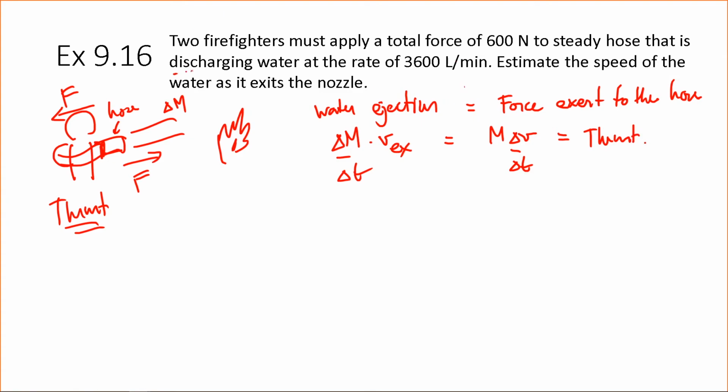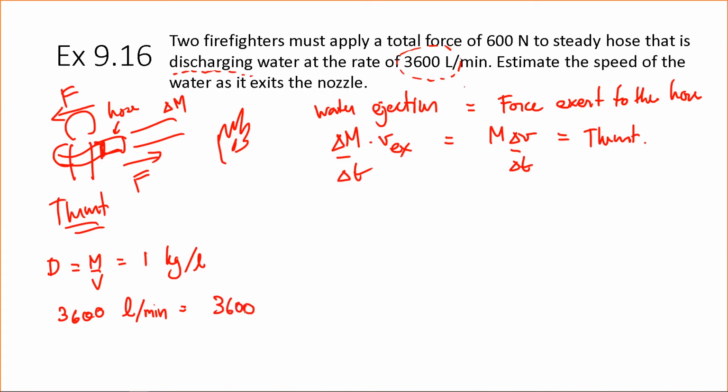Since you know that the water discharges at this rate, 3,600 liters per minute, and the density of water is equal to 1 kilogram per liter, that means in this case 3,600 liters per minute is 3,600 kilograms per minute. But you would like to change to seconds, so you divide by 60 seconds, which is 1 minute. This is the conversion. You will know the rate of change of the water, or the rate of water discharging.